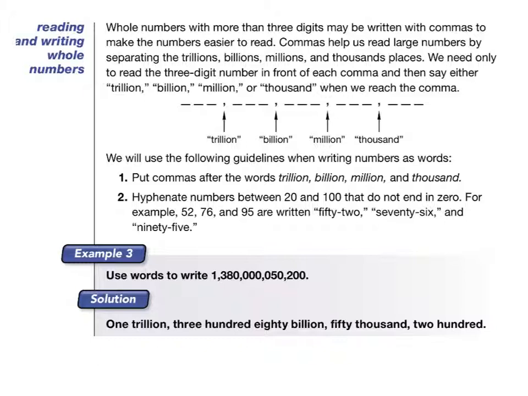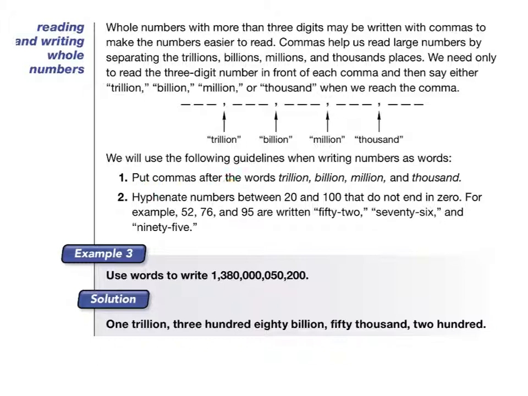We need only to read the 3-digit number in front of each comma and then either say trillion, billion, million, or thousand when we get to the comma. So you don't necessarily have to write that down. All right, we will use the following guidelines when writing numbers as words.